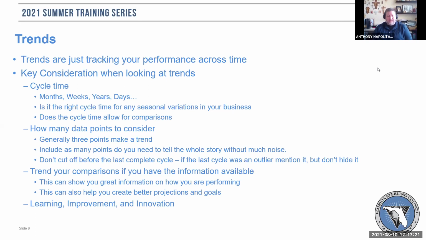And also, don't cut off before the last complete cycle. If the last cycle is incomplete, just mention it and talk to it because it's important. You might have broken the cycle. Last year was COVID. It broke the cycle for everybody. And it's okay to mention it.